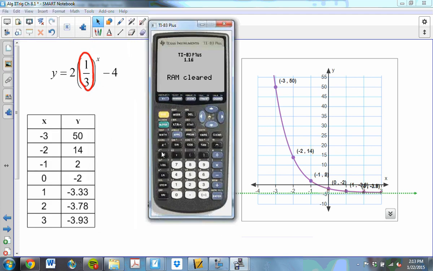I'm going to type in y equals 2, then parentheses, 1 divided by 3 to the x, because there's my to the x, minus 4. If I look at the graph, just push the graph button, there's my exponential curve, very, very, very quick decay until it flattens out in a hurry. Look at my table, here's my x values at 0, I get the point 0, -2, had the point -1, 2, and there's me going with x getting negative, it gets bigger and bigger.